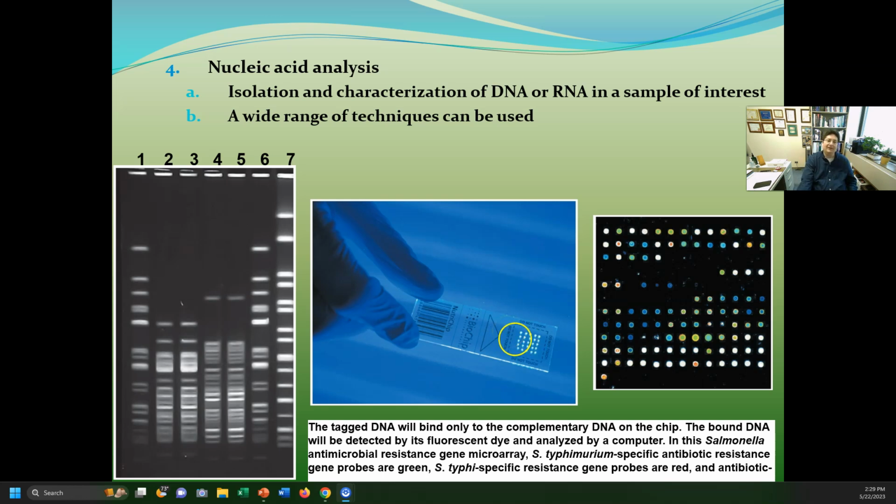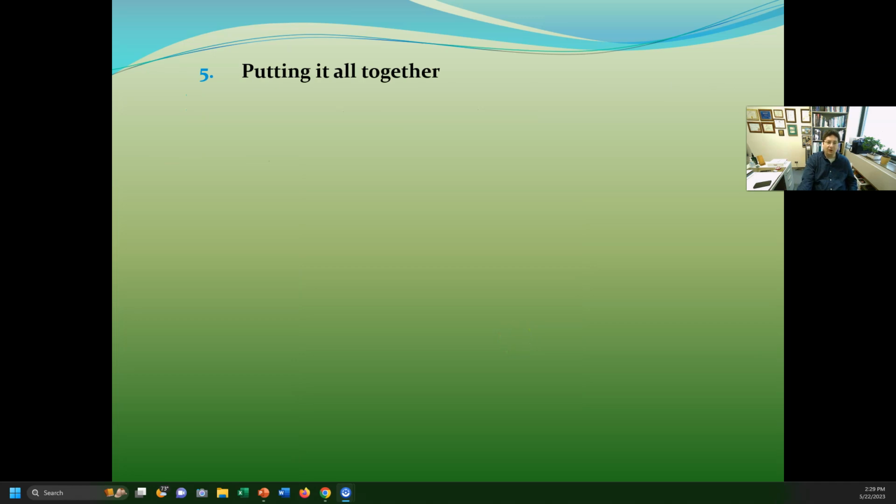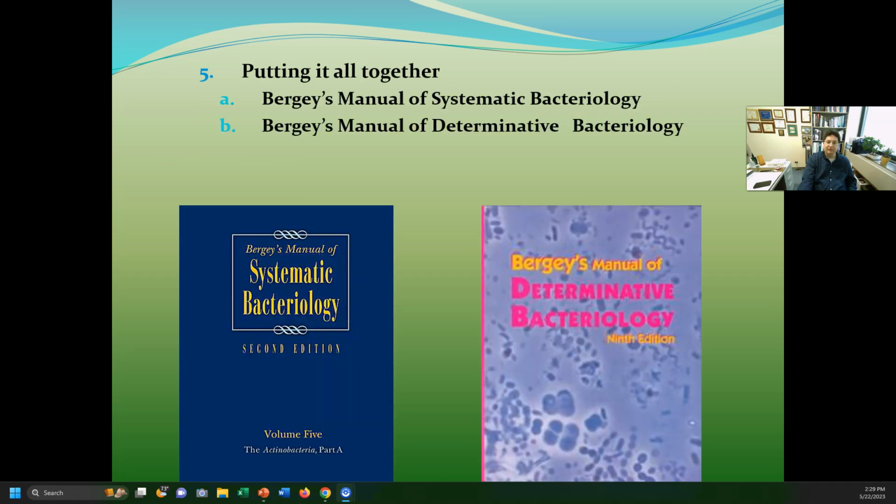Now, everyone, once we collect enough data, we can put that all together using these two standard manuals in any microbiology lab. Berge's Manual of Systematic Bacteriology and Berge's Manual of Determinative Bacteriology. These would be used to characterize your unknown. Now, we're not going to find things like DNA sequences in here or anything like that, but we're going to find the results of various biochemical tests. We're going to find the results of physical examination, things like that.